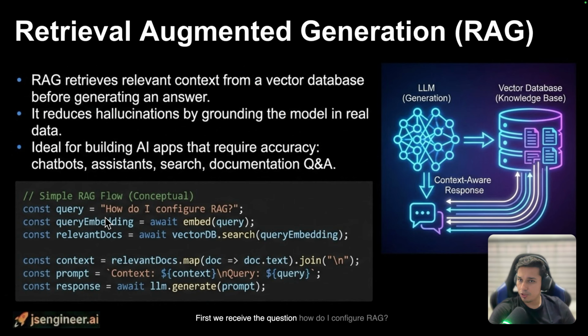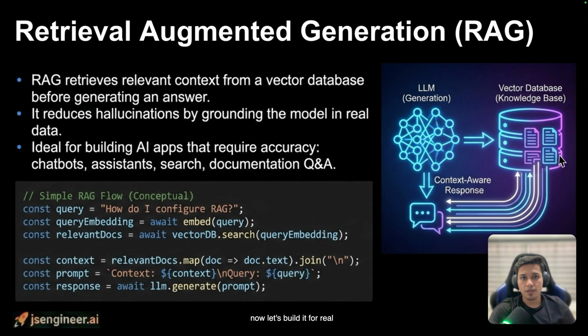First, we receive the question, how do I configure RAG? Second, we convert it into an embedding using embedQuery. Third, we search the DB using vectorDB.search. And here is the key. We inject those relevant docs into the prompt before calling LLM generate. It is just a data pipeline.